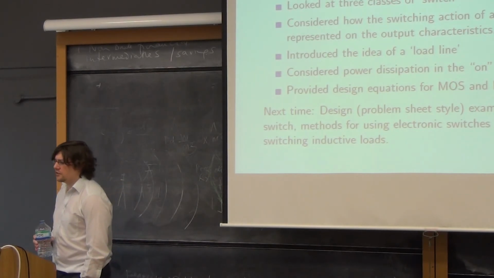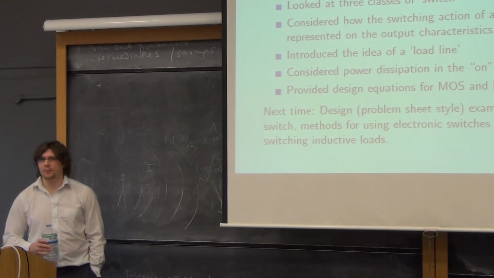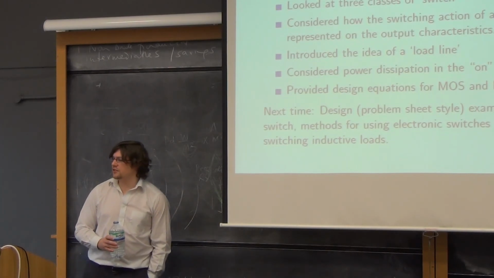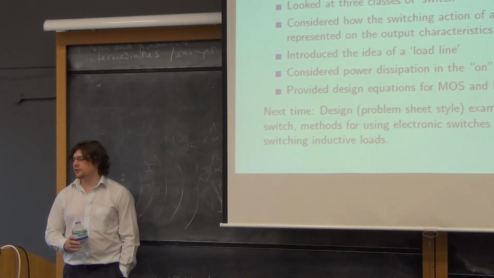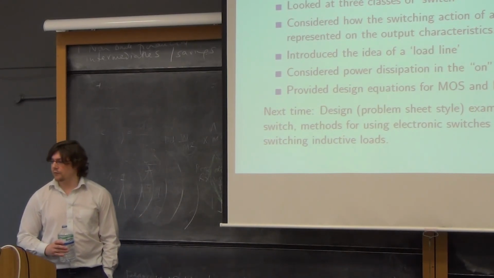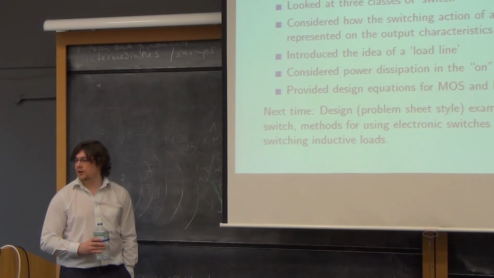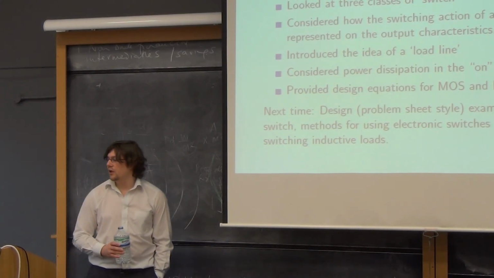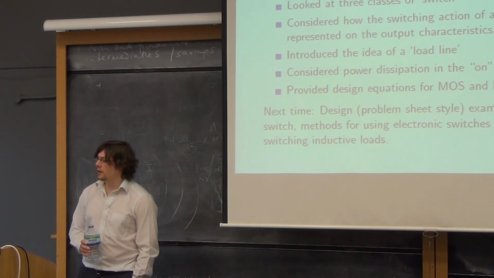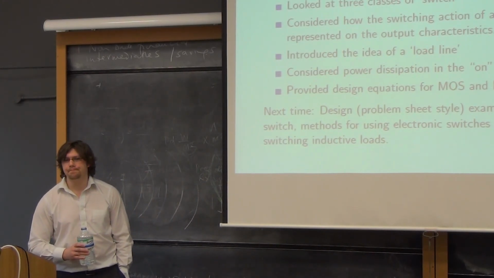And we considered power dissipation in the on state for a bipolar junction transistor and for a MOSFET. And I provided some design equations for the MOS and the bipolar junction transistor switches. So next Monday we will be doing a problem sheet style example for the transistor switch, and we'll go over some methods of using electronic switches with AC and for switching inductive loads.